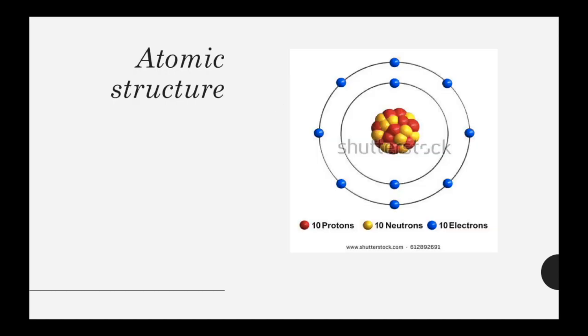The atomic structure of neon. The nucleus consists of 10 protons and 10 neutrons, and 10 electrons bind to the nucleus by shells. It has 2 electrons in the inner shell and 8 electrons in its outer shell, which makes this atom stable.